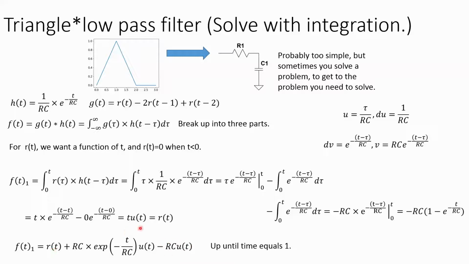Now the ramp has the u(t) already in it. This exponential function doesn't. And the RC term needs the step function there. And that's good up until time equals 1. Then I got another ramp function I have to add in.